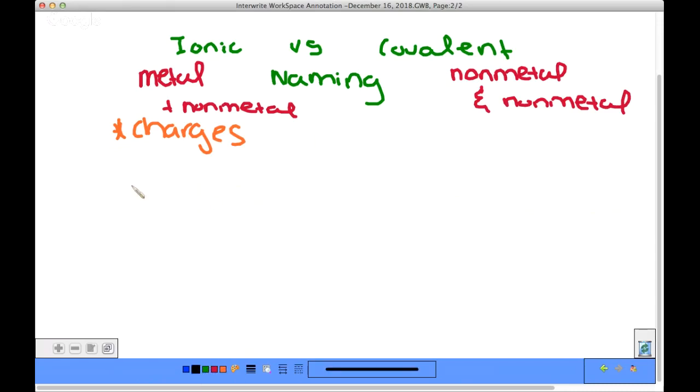Let's say that you're given the compound magnesium fluoride, and you're asked to write the chemical formula for this. We know it's an ionic compound because magnesium is a metal. You can find it on the left side of the periodic table, so you automatically know that it's a metal.